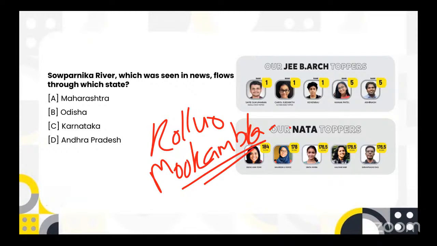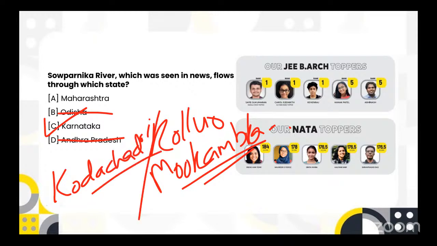This is in the Western Ghats. Options are Maharashtra, Odisha, Karnataka, Andhra Pradesh. Odisha is not in the Western Ghats. Andhra Pradesh is not in the Western Ghats. So the correct answer is Karnataka. It originates in the Kodachadri hills of the Western Ghats. Okay, all right.